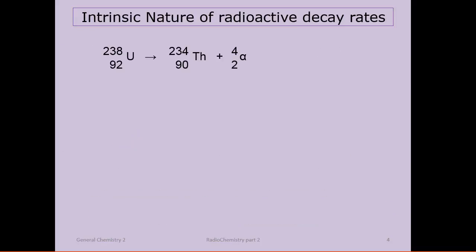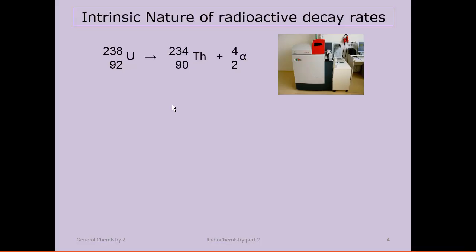Now, in comparison, let's look at radioactive decay. As we've studied, uranium-238, which has 92 protons, is going to undergo alpha decay, decays into thorium-234, and an alpha particle is literally emitted out of this nuclei.